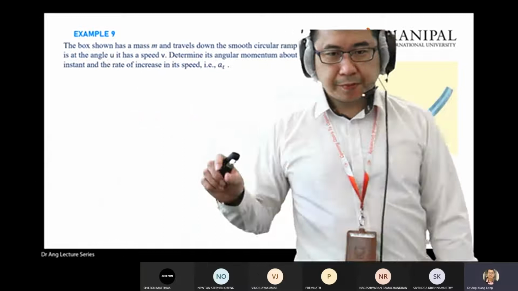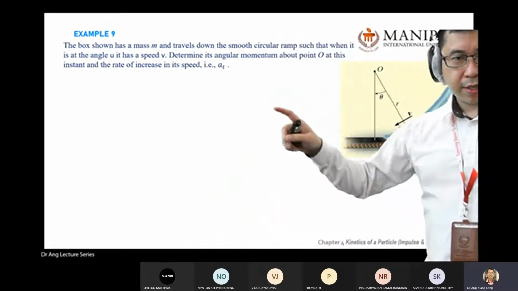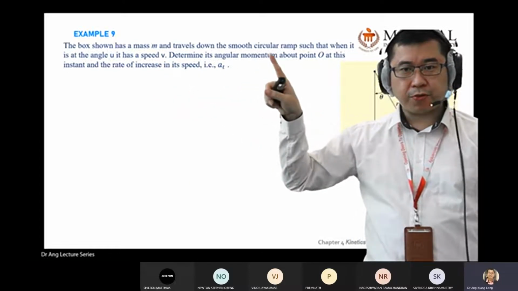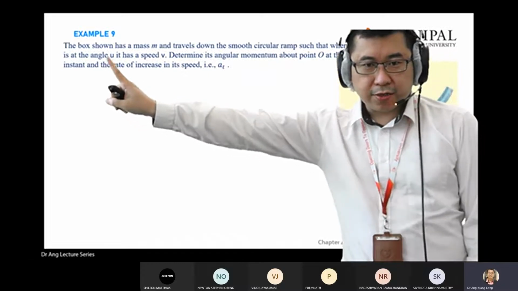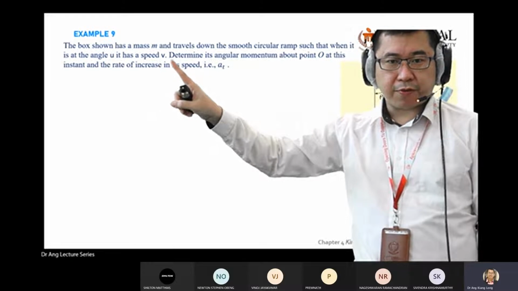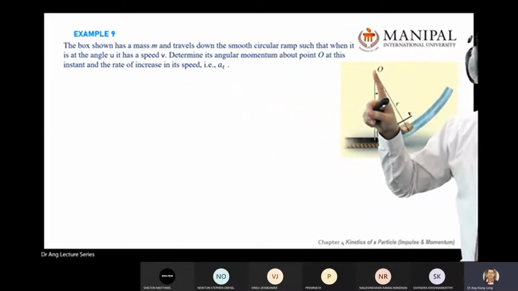So then you look at the question. You're given the mass m, travelling on a smooth circular ramp at the angle. Sorry, this one should be theta. It has a speed of v. Determine the angular momentum about point O here.